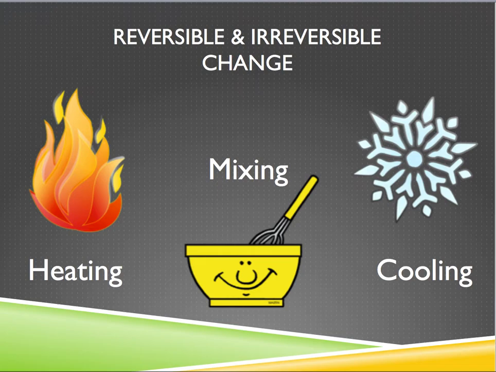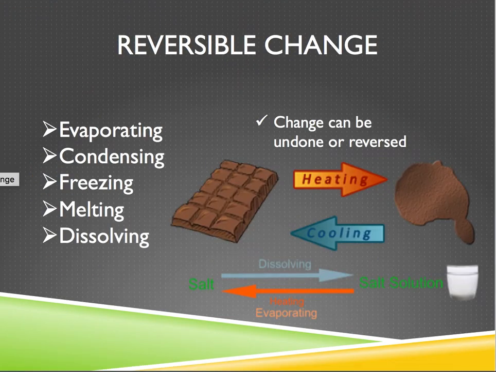Firstly, different materials can be changed when they are either mixed, cooled, or heated. A reversible change can be explained when a material is changed by either of those methods, and then it is able to be changed back to its original form. For example, when you freeze orange juice, you can always just melt it back to its original form of juice.